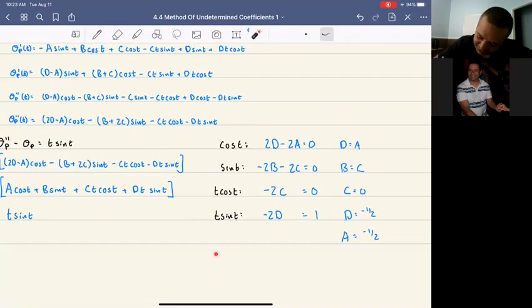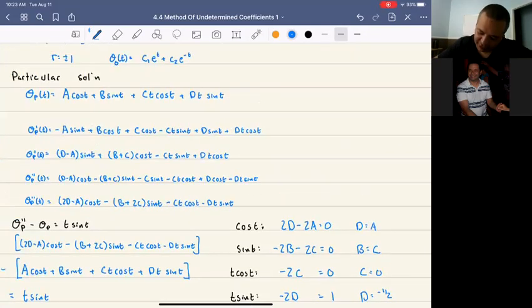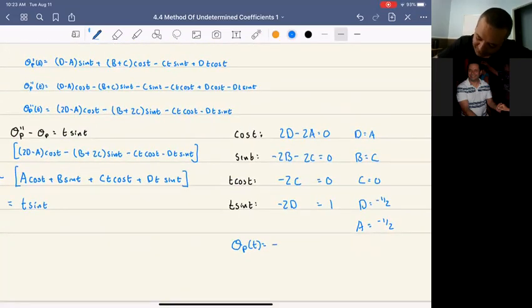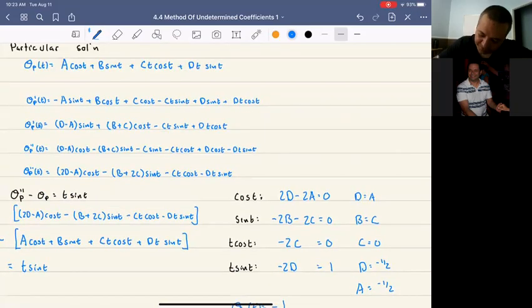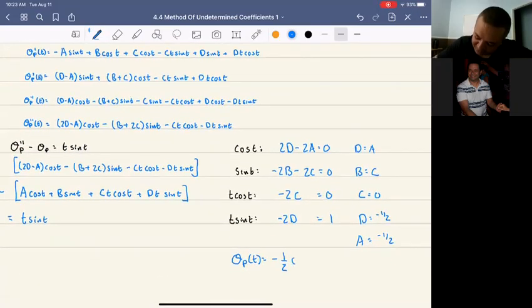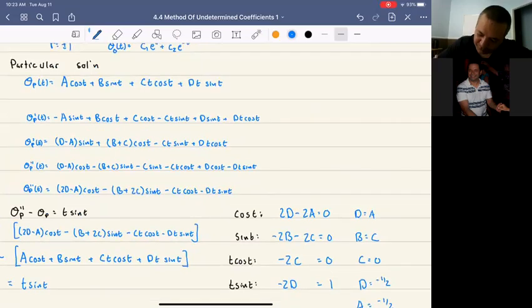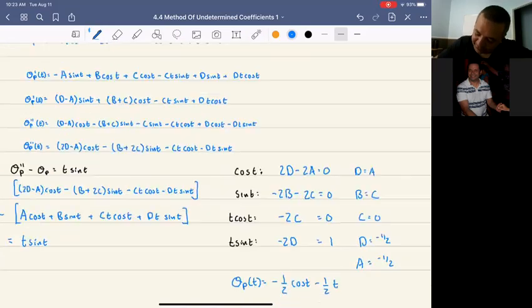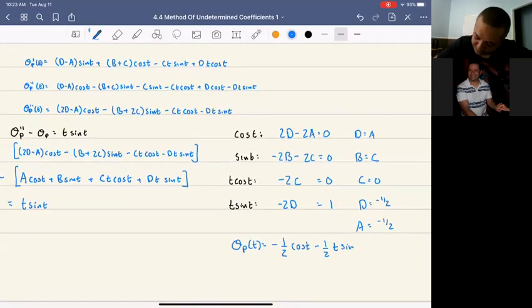So, our theta particular is going to be: a is negative 1/2, d is negative 1/2, so it's going to be negative 1/2 cosine of t minus 1/2 t sine of t. Okay, I'll see you guys in the next video.